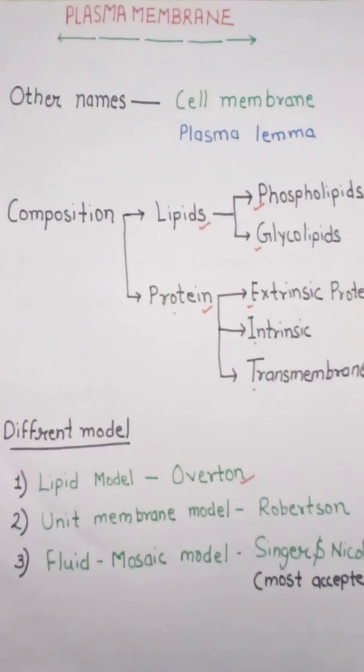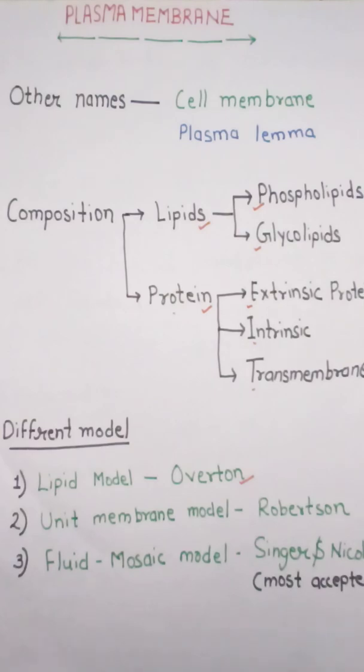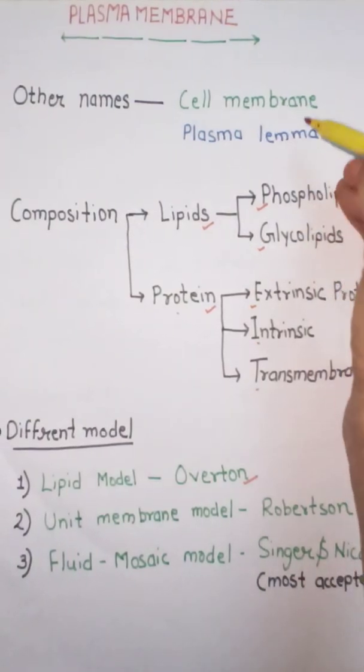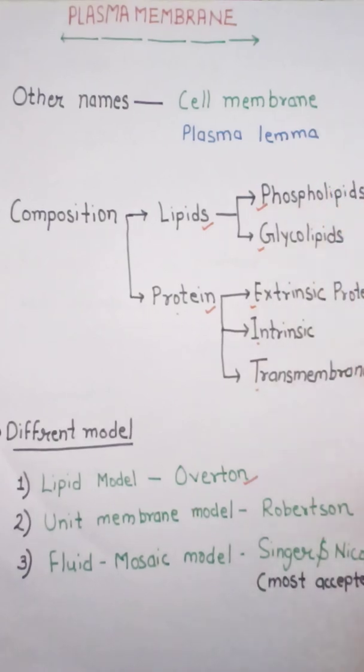Today we will study plasma membrane. Plasma membrane surrounds the cell. It forms the boundary of the cell. Other names used for plasma membrane are cell membrane and plasma lemma.